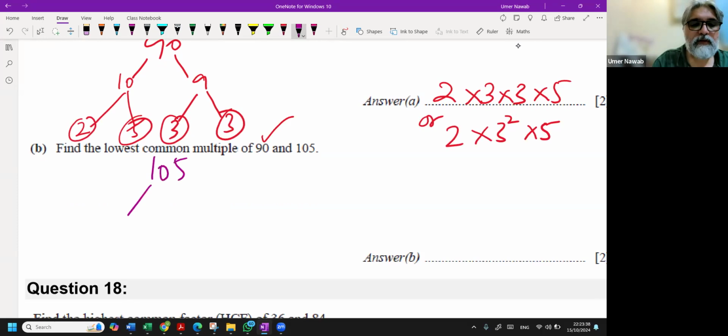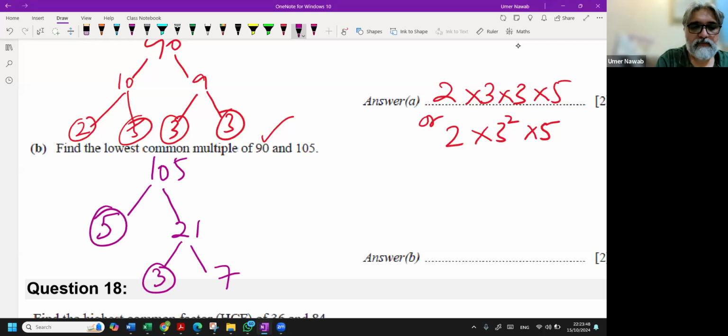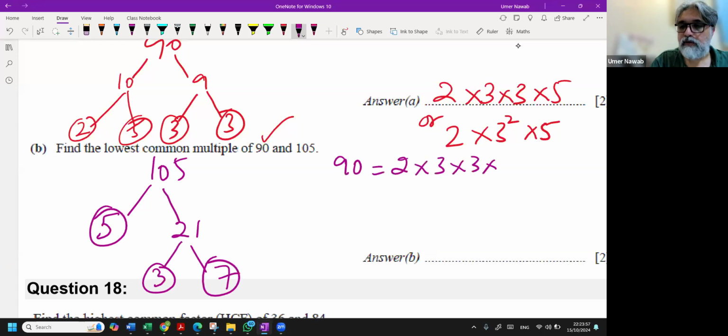105, can I divide it by 5? So 5 times 2 is 10, 21. So 3 and 7. Now let me copy. 90, it is 2 times 3 times 3 times 5. 105 can be written as 3 times 5 times 7.